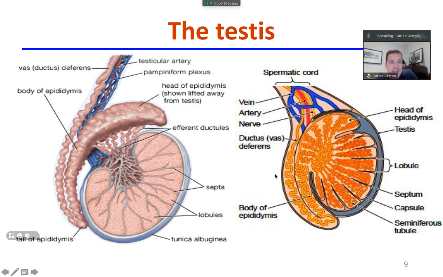Here we can see again the cross-section is exactly the same as we've seen, but I wanted to show it in a slightly different way. The testis, each specific lobule contains seminiferous tubules, each one separated from one another. And then we have here the connections, and then this is the epididymis, head of the epididymis, body of the epididymis, tail of the epididymis, connecting to the rest through the ductus and vas deferens.